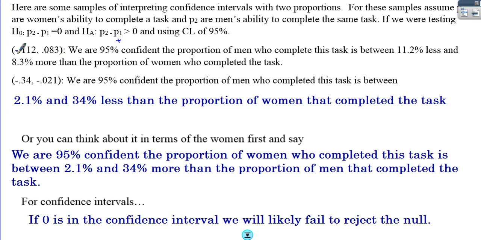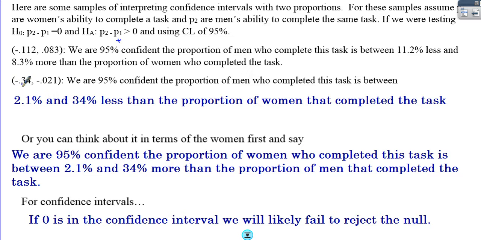Notice we have a negative number and we have a positive number. If I had to interpret that, we would say we're 95% confident the proportion of men who completed this task is between 11.2% less and 8.3% more than the proportion of women who completed the task. Notice that I talked about the men first, because that's the group that we're discussing first. I used the word less with the number that came out negative, and I used the word more with the number that came out positive.